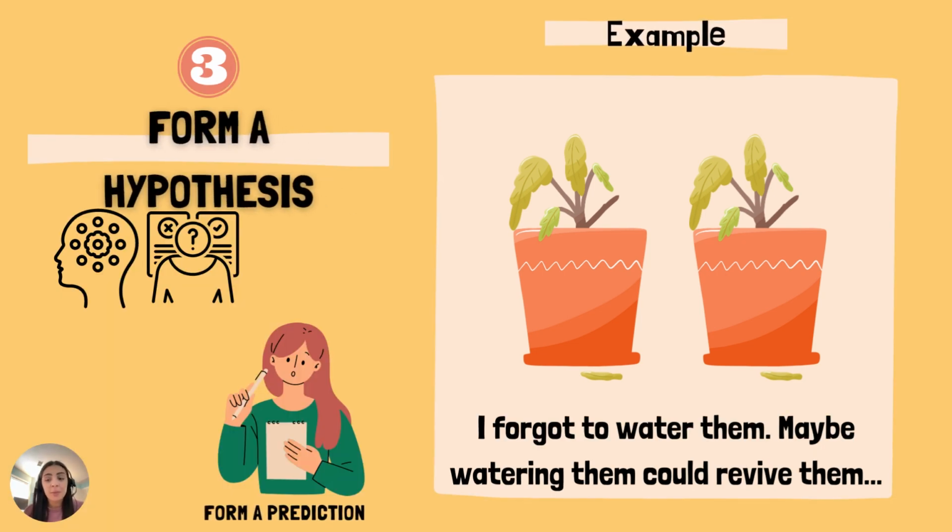Step 3 is to form a hypothesis. A hypothesis is an educated guess about how something works or isn't working. Another term for an educated guess is to form a prediction. In order to be useful, a hypothesis needs to be testable. This means that you can actually test whether what you are guessing or predicting is true or not. In this example, my hypothesis is that I forgot to water the basil plants. I predict that if I water them, I could revive them.